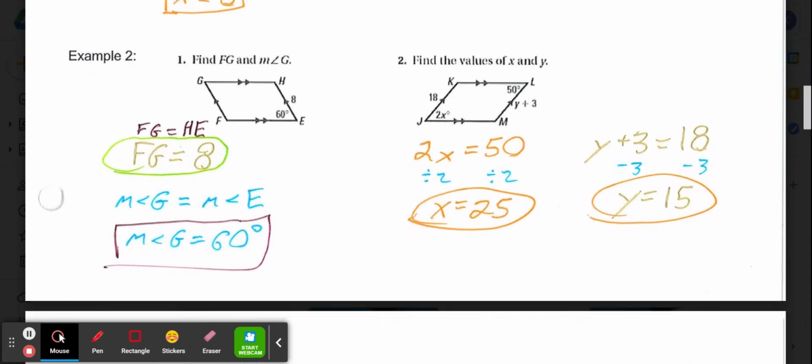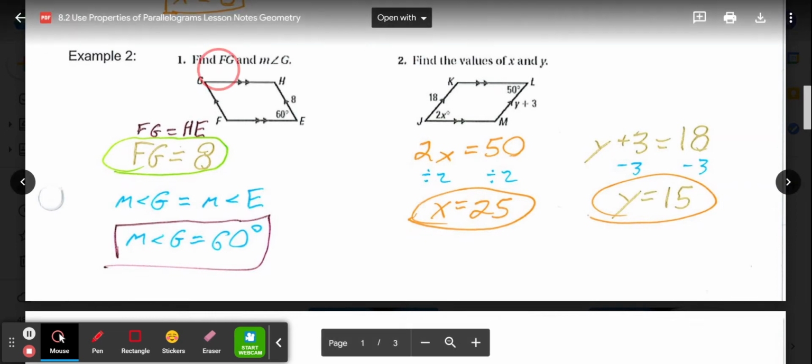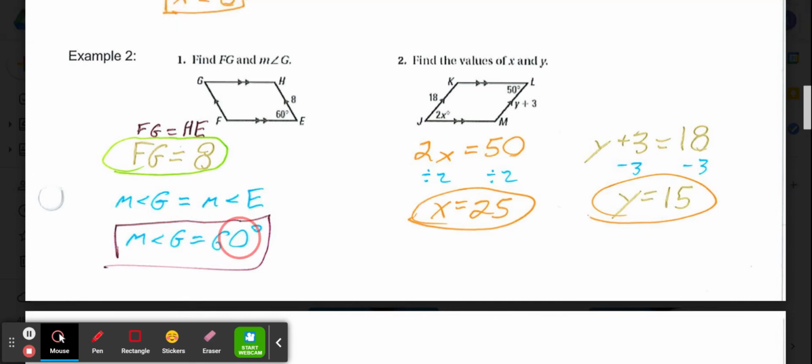Then example 2 here, building off those theorems as well. So it wants us to find the distance FG and the measure of angle G. So the distance of side FG would be equal to HE. So FG is 8 units long. Then the measure of angle G is equal to the measure of angle E. So the measure of angle G is also 60 degrees.